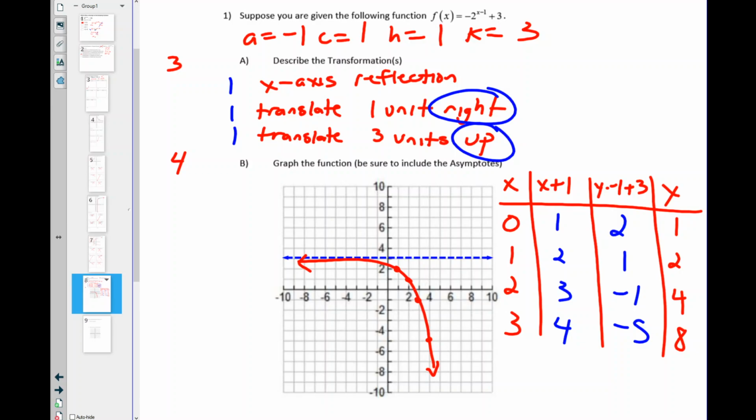All you needed were 3 of those, and that would have been 1 point each, for a total of 4 points.